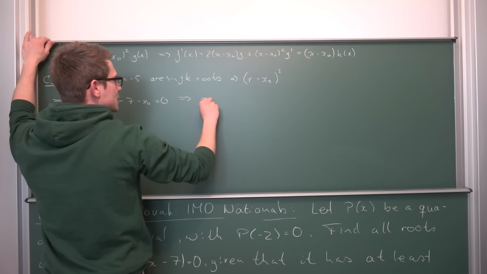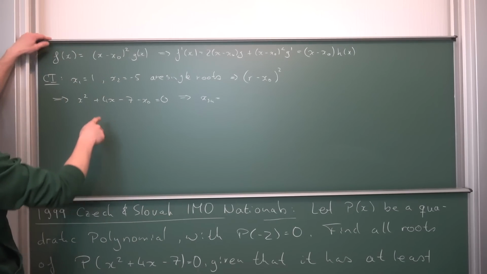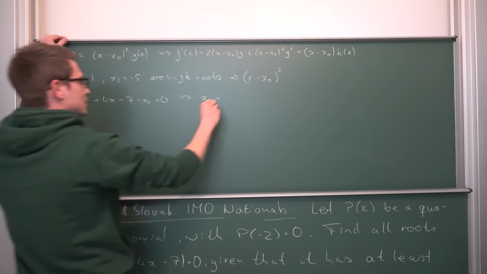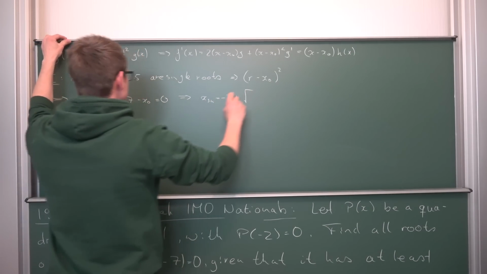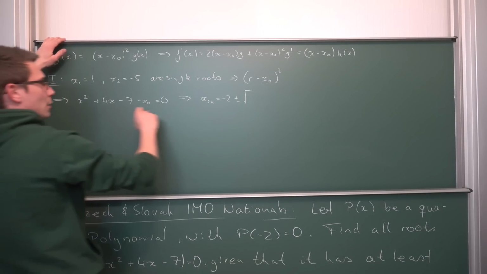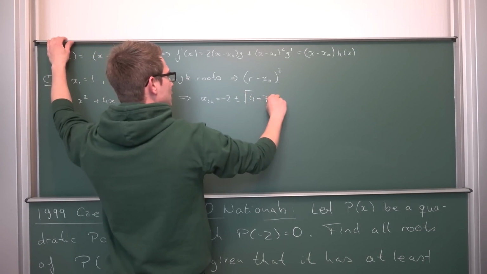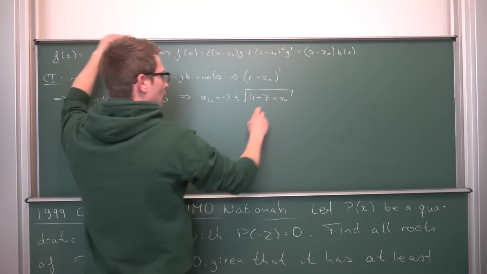Meaning we are going to get x3 and 4 being equal to, let's go through the quadratic formula once again. This is going to give us negative 2 plus or minus the square root of, and then we are going to get 4 plus 7 plus x naught.